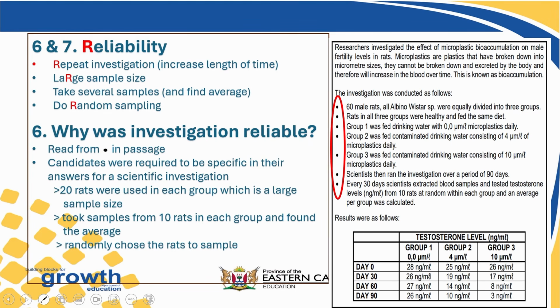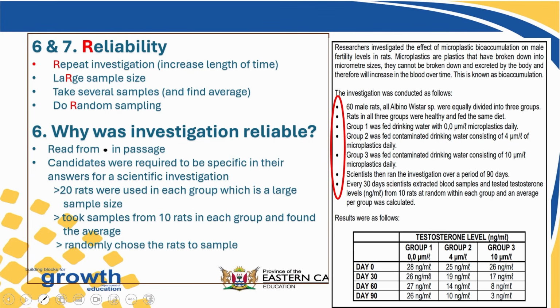That means that the one group only had 1 sample in, which would make it unreliable. So I need to state that there were 20 rats in each group. All right? That is a large sample size, and that's what made this investigation reliable. The second factor that made this investigation reliable is that the investigators chose 10 rats in each group, all right, and took samples from 10 rats and found an average for those samples.